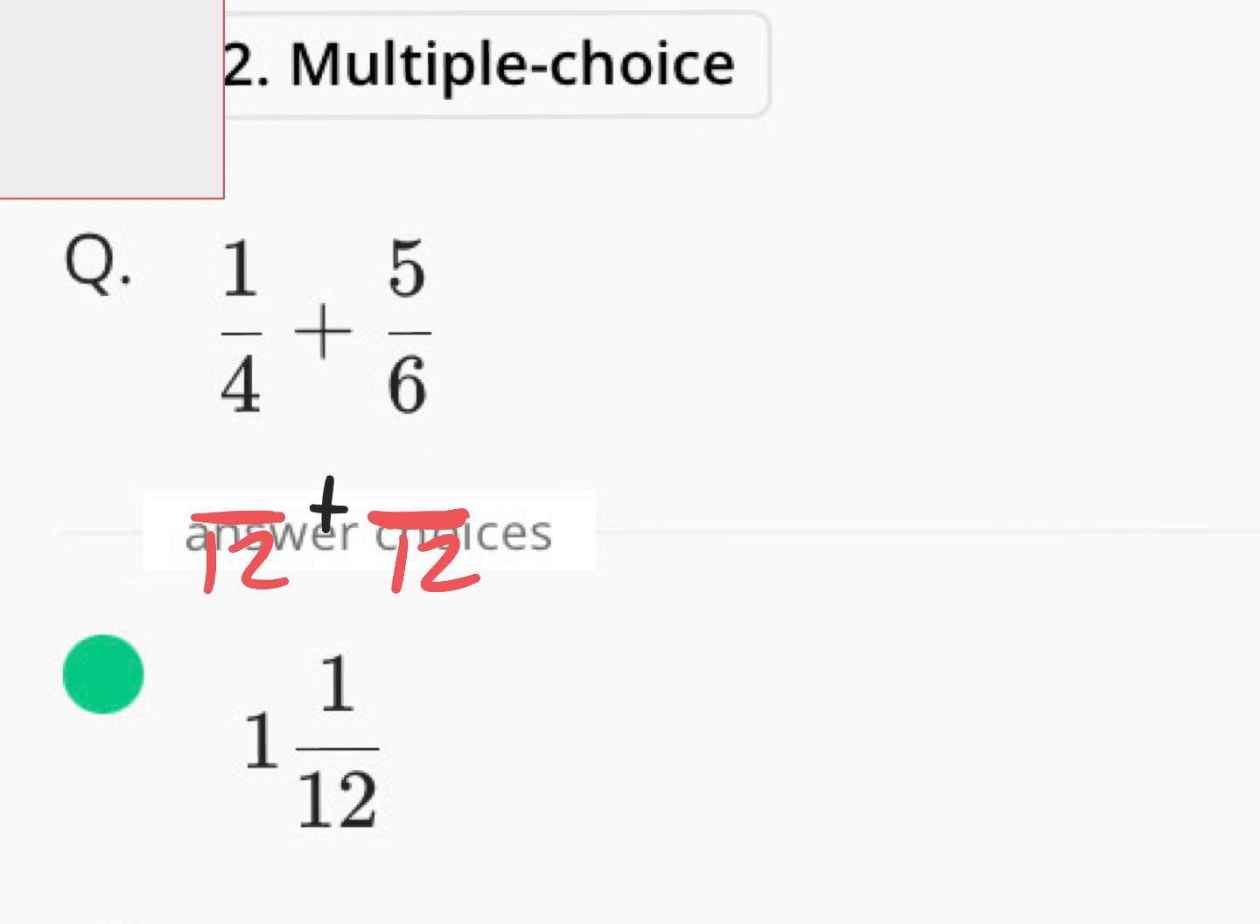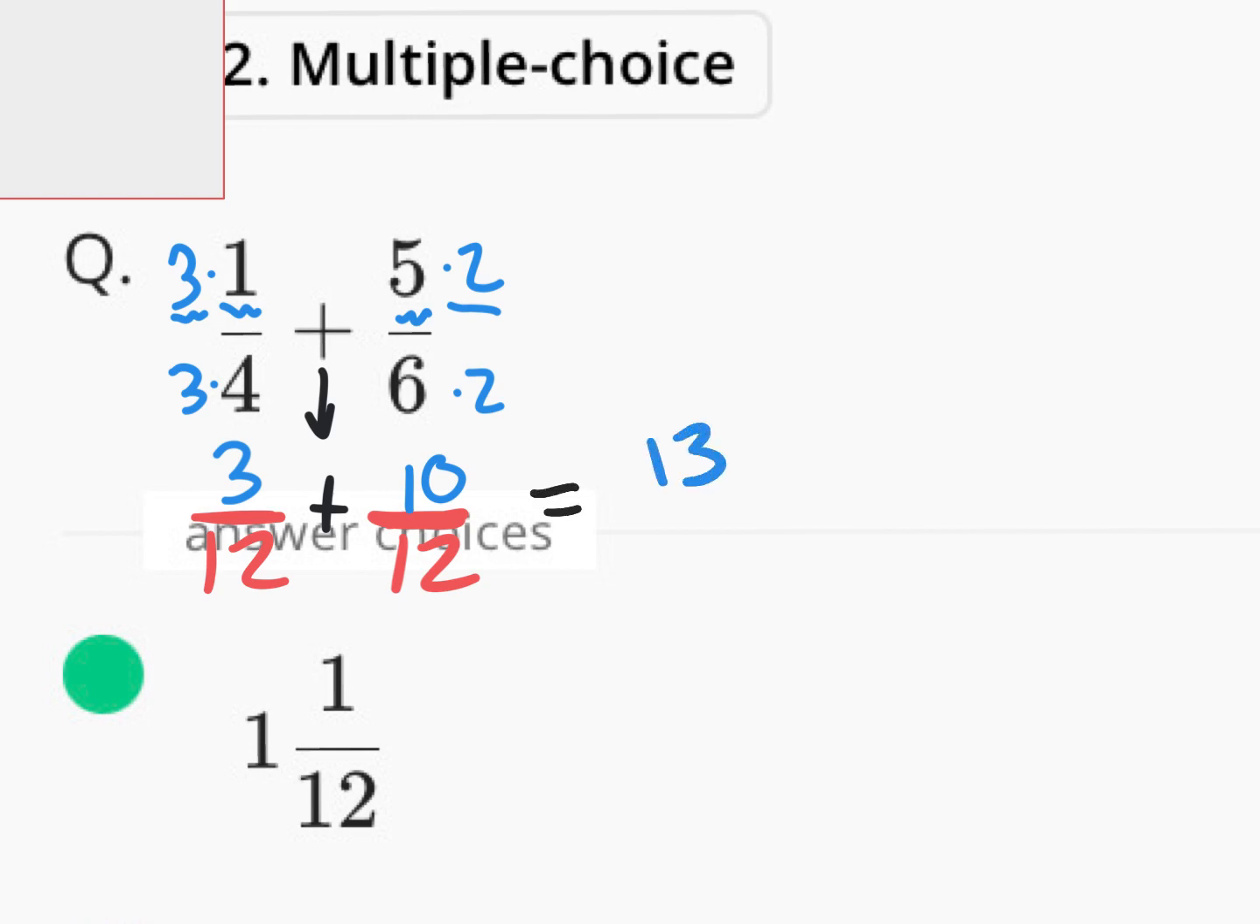And I know that there's a plus sign between the two. How do I change the 4 to become 12? Well, I'd have to multiply both top and bottom by 3, right? So up on top, I'll get 3 times 1, which is 3. On the other fraction, how do I change 6 to become 12? Well, I multiply by 2. So I multiply the top by 2, and 5 times 2 is 10. Now that I have a common denominator, 12 and 12, I can focus on adding the numerators, 3 plus 10, which is 13. So my answer is 13 over 12.